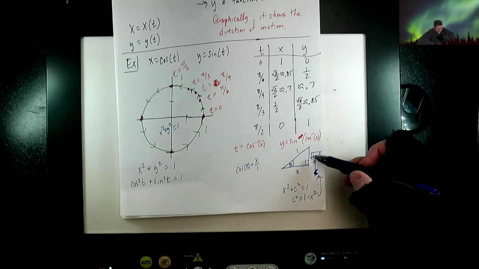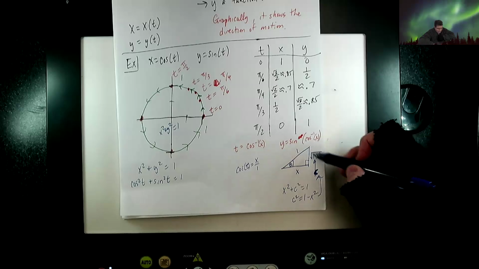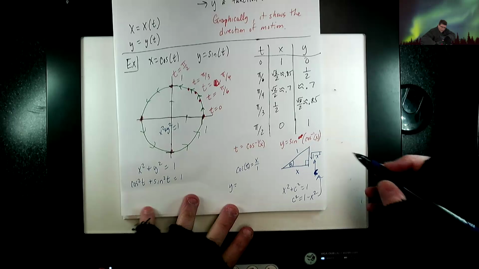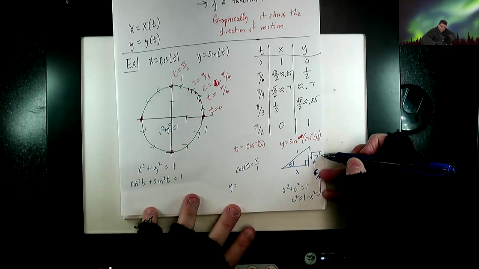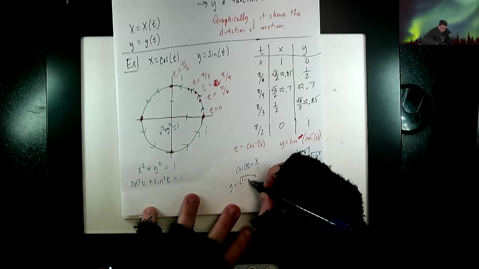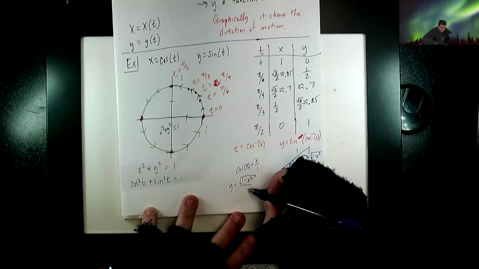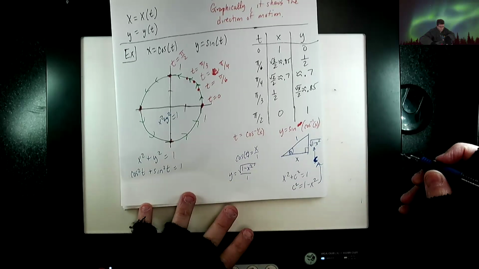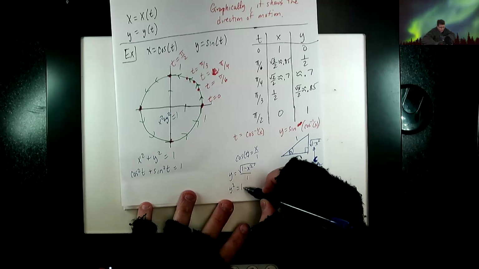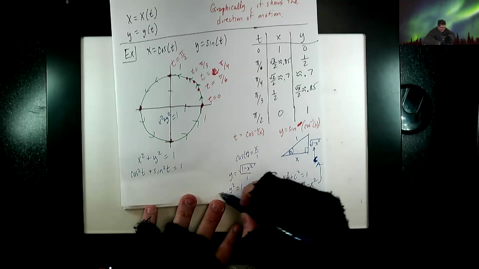And now if I'm doing sine, sine is opposite over hypotenuse. And if I square both sides, I can see I would get that.